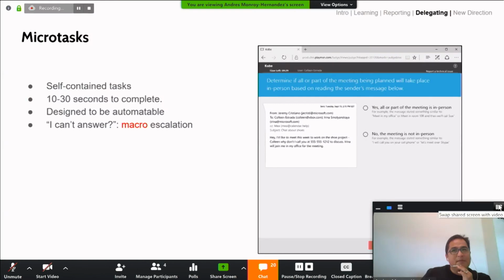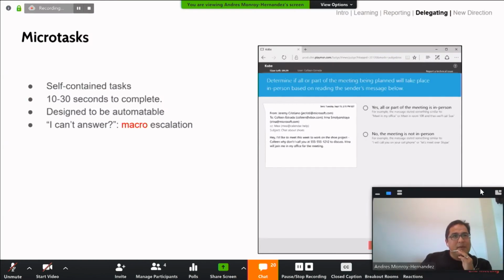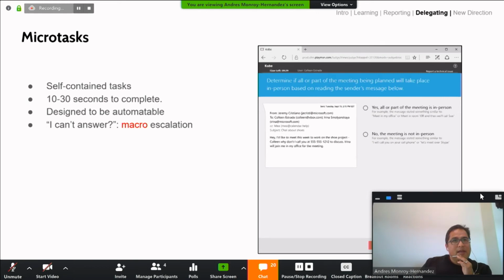And so the way these microtasks work, for example, is that these are self-contained tasks that take maybe 10 to 30 seconds to complete. They're designed to be automatable. Most of them have multiple choice answers. You will get the content of an email, and then you as a human will be asked, is this about a meeting in person or a meeting remote, for example? That's the only thing that the system was not certain about, and that's where the human will intervene. But there was also the option to say, I cannot answer.